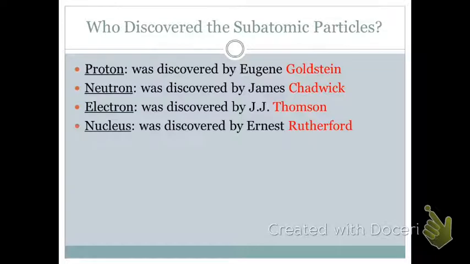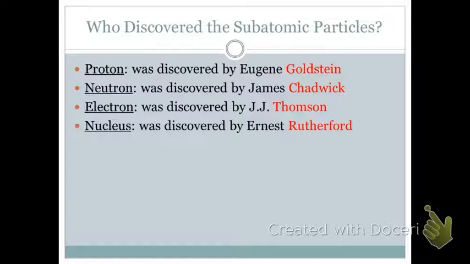So who discovered these particles? The proton was discovered by Eugene Goldstein. I don't expect you to know how or when. The neutron was discovered by James Chadwick. I also do not expect you to know when or where or how for him. I will tell you, though, that many students remember that it was Chadwick because a nickname for James is Jimmy, and I know you all love that childhood show, Jimmy Neutron, so you can remember it that way.